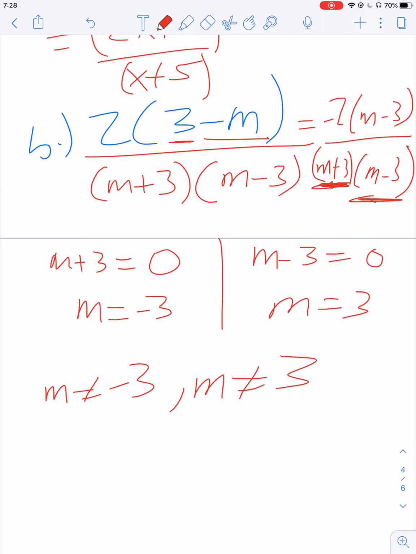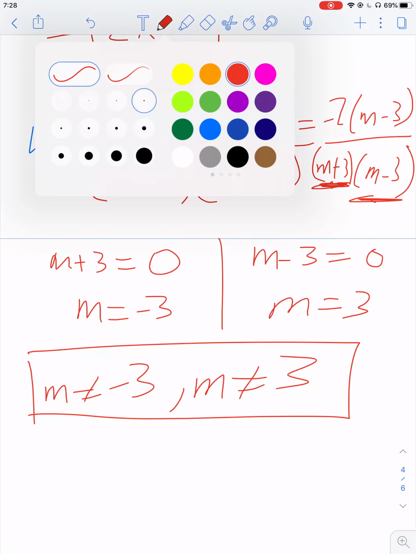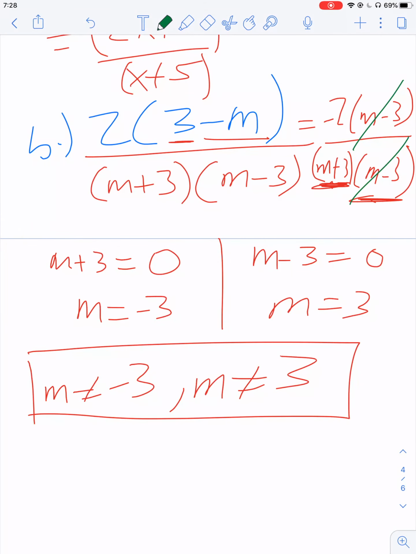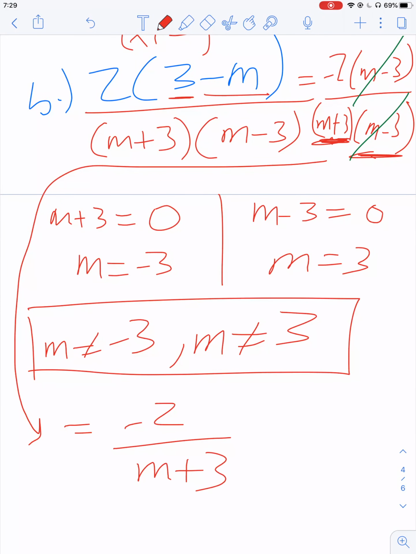Okay, and now let me just put a box around it, so that you know these are your restrictions. And then finally, once you state your restrictions, then cross it out, okay? The final answer is this stuff over here will just equal minus 2 over m plus 3. You can drop the brackets if you want. If you want to keep it, it doesn't really matter, but this is your final answer.